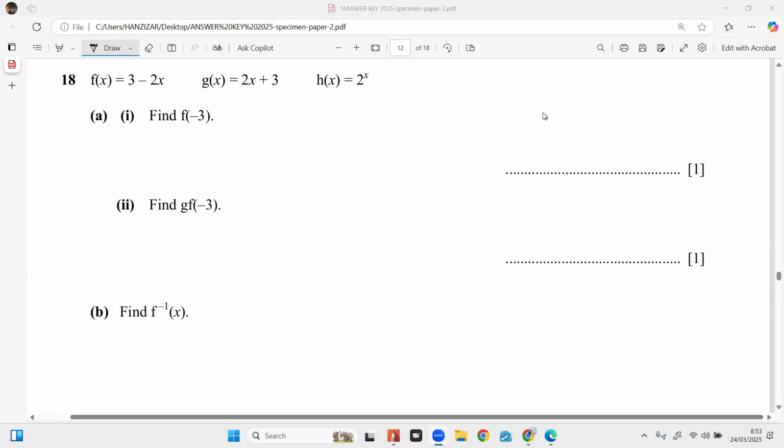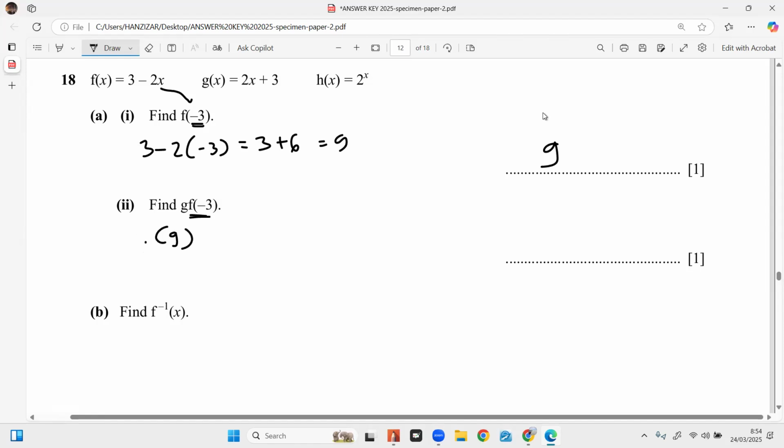Okay, function. Function of -3. You put the x as -3. So 3 minus 2 bracket -3. That's all, guys. I don't know what's wrong with some of you that get it wrong. GF -3. We have F -3, which is 9. So we are finding G9, right? G9. So 2 times 9 plus 3, 21.